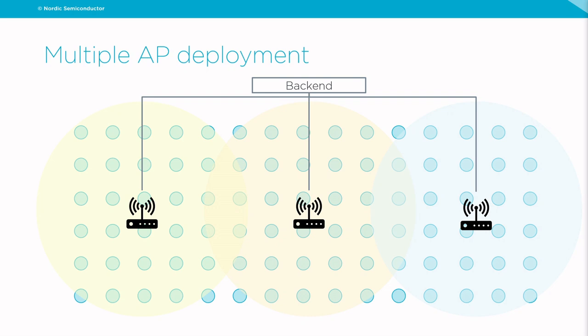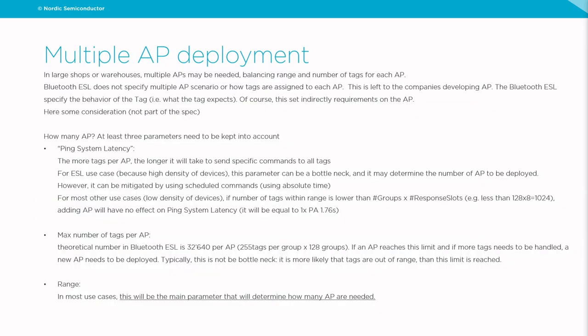In some applications, in order to have wireless coverage on the entire area, you may need to simply add multiple access points. So, how many access points do you really need to deploy? Here are listed 3 major factors that determine the number of access points. As discussed in the previous 2 slides, the latency requirement will put a limit to the number of tags you can handle for each access point. The more tags you have for each access point, the longer the ping latency.